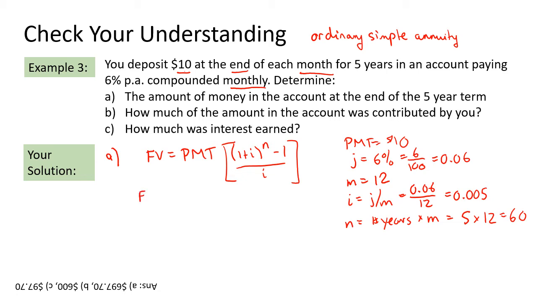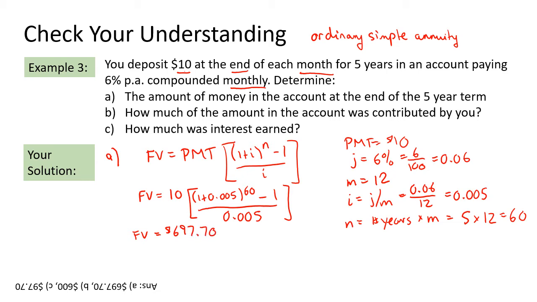So we can substitute these into our formula. The future value is equal to 10 times 1 plus 0.005, our periodic interest rate, to the exponent 60, minus 1 divided by 0.005. Okay? If we do that, we get a future value of $697.70. So that's the total value of it.